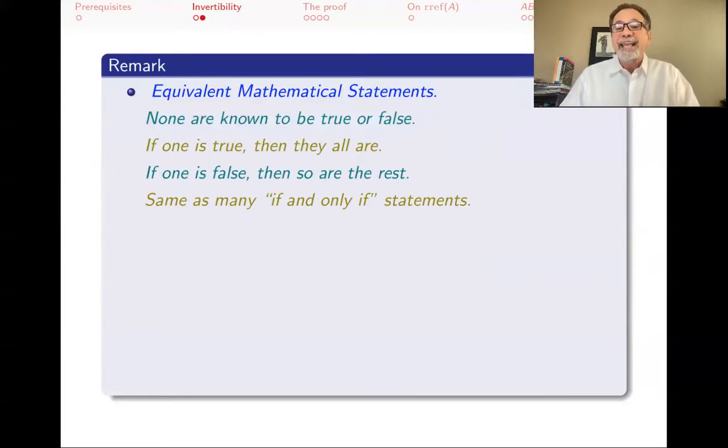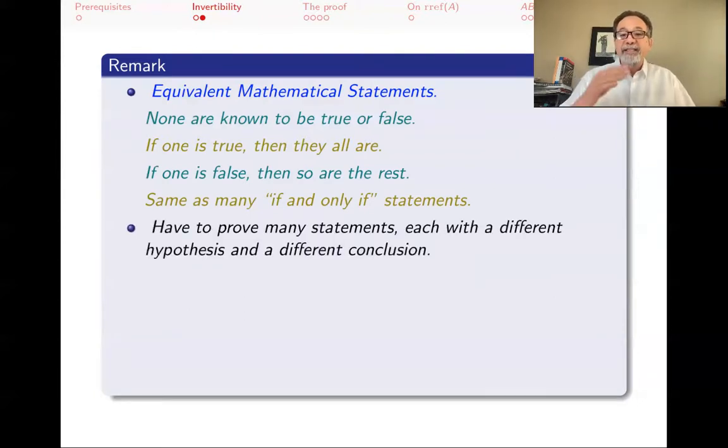I could have said A is invertible if and only if x equals 0 has only one solution, and that's x equals 0. I could have said A is a product of elementary matrices if and only if A is row equivalent to identity. I could have said a lot of if and only ifs, but it's much more efficient to just put them all in as they're all equivalent statements.